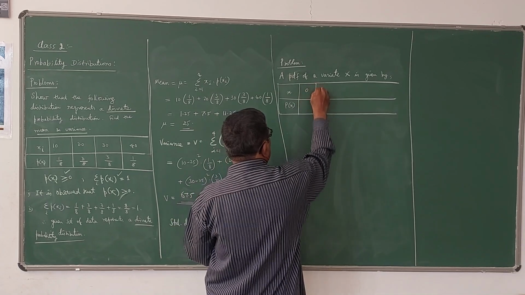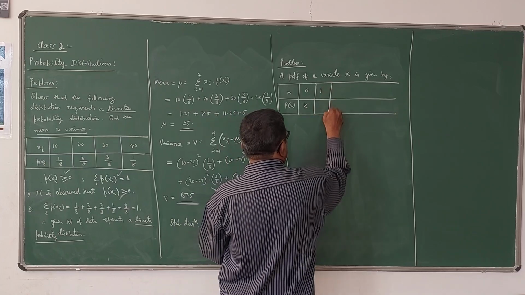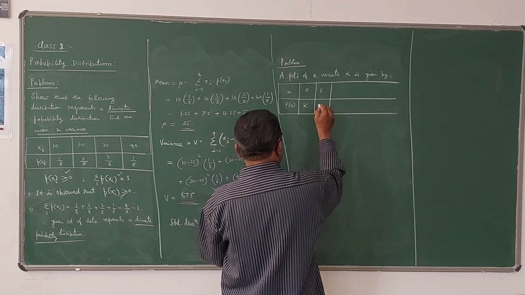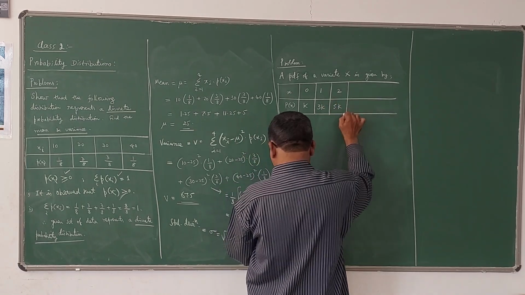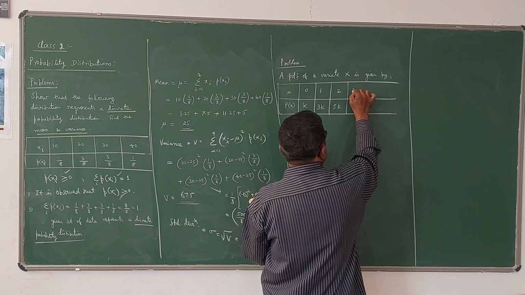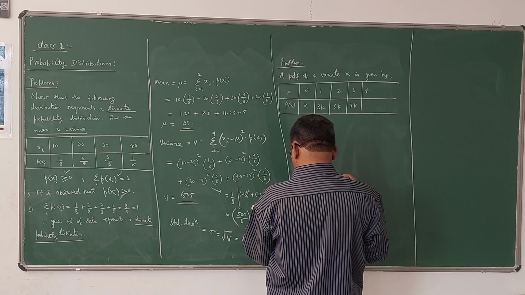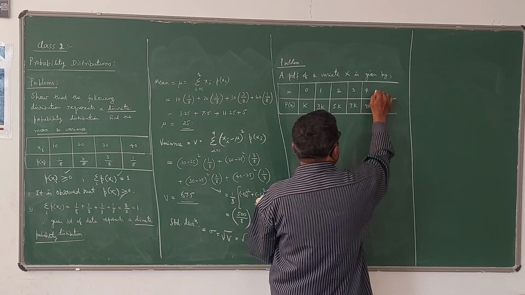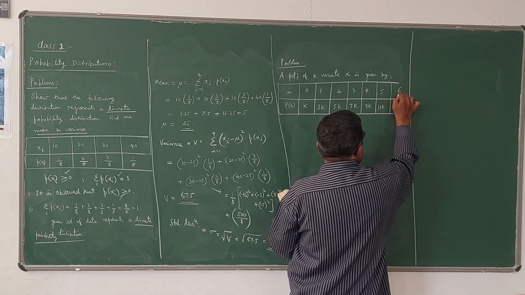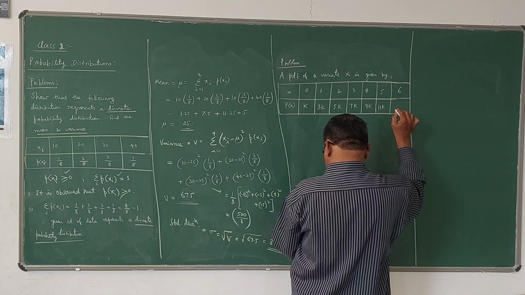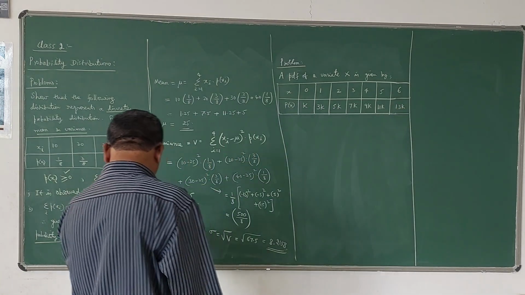When x is 0, P of x is k. When x is 1, this is 3k. When x is 2, 5k. When x is 3, 7k. When x is 4, 9k. Then when x is 5, 11k. When x is 6, 13k. So these are the values of p of x.